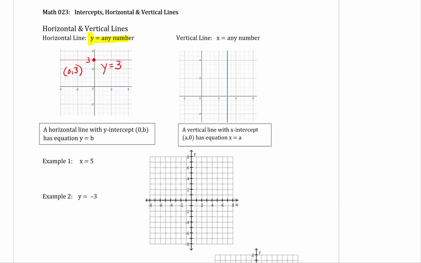A vertical line is x equals any number. So this line goes through 3. It's the ordered pair 3, 0. It's a vertical line. So the equation of this line is x is equal to the x-intercept, which is 3. So now we'll practice graphing.